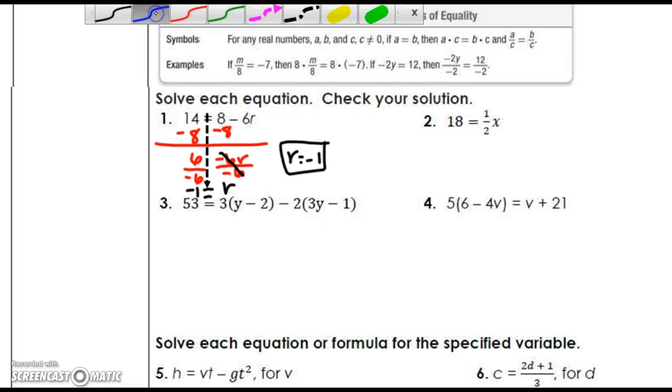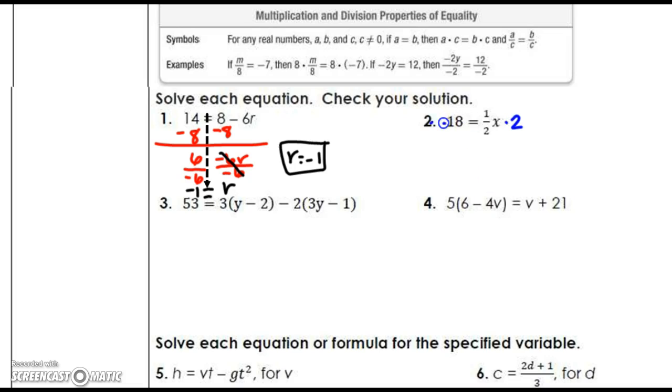For number 2, we have a half x. And we have just that, no constants to get away. So we want to undo the half. So if you want to divide by a half, we don't really divide by fractions though, do we? We multiply by their reciprocal. So we're going to multiply by this reciprocal, or 2 over 1, or 2.